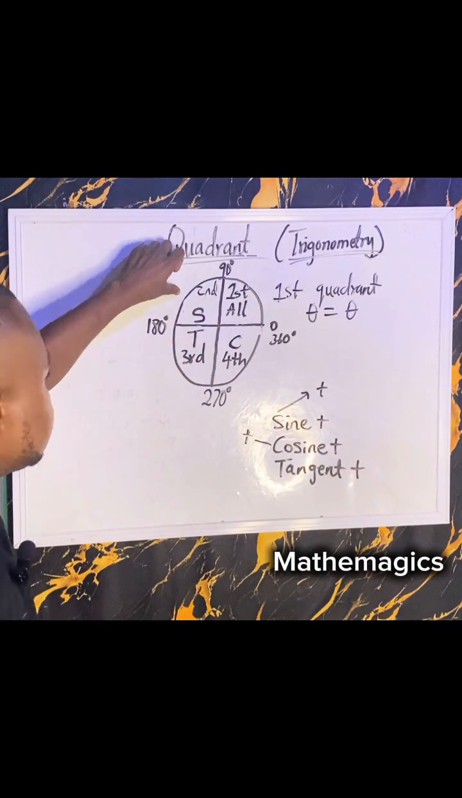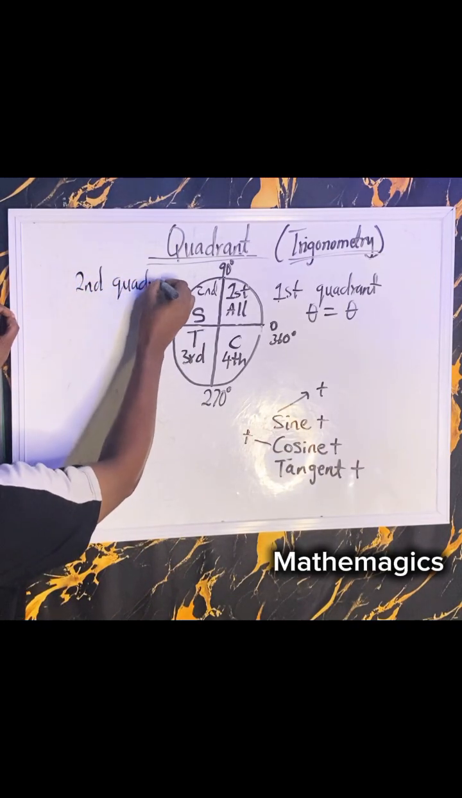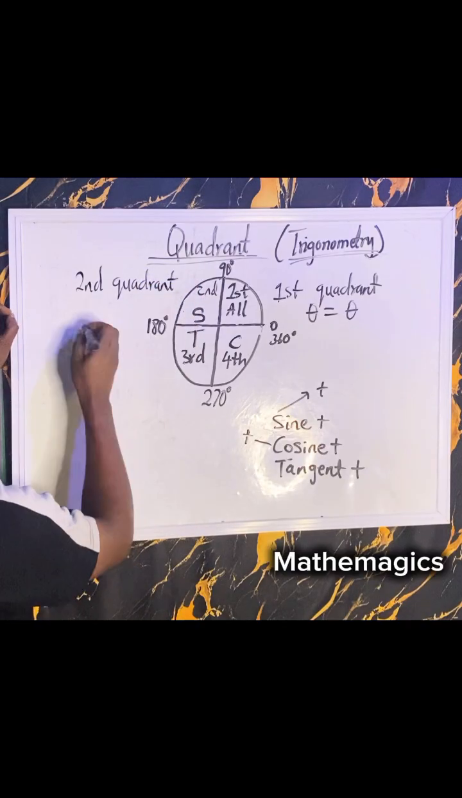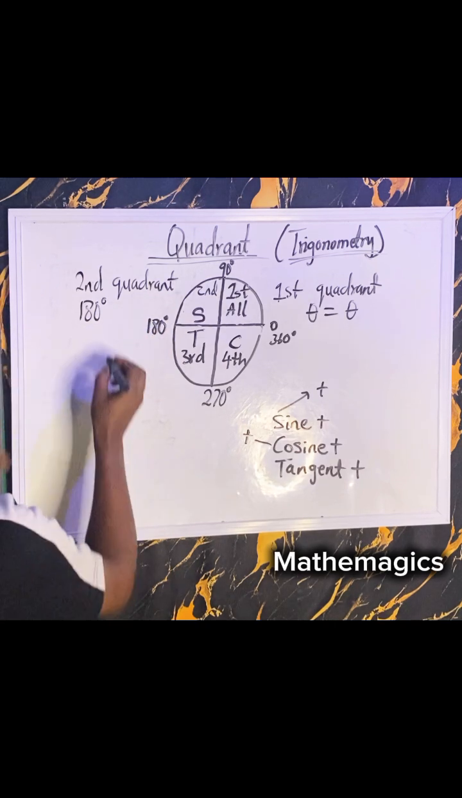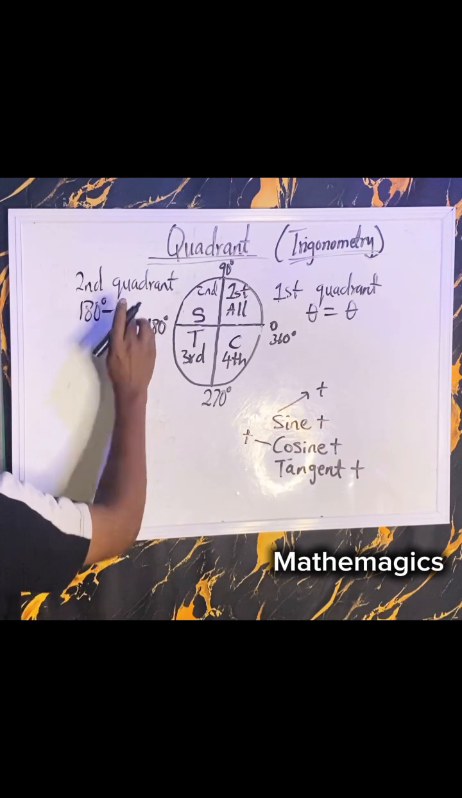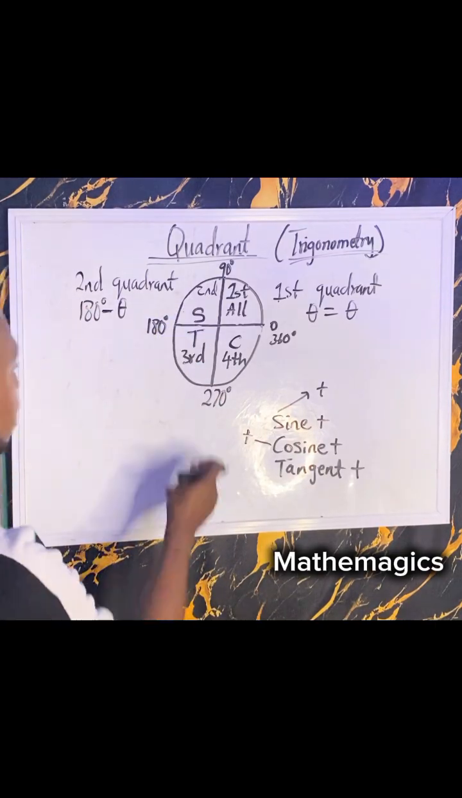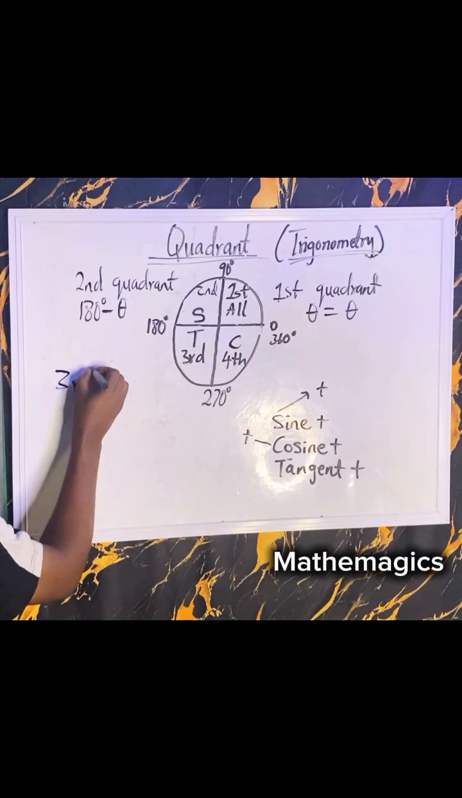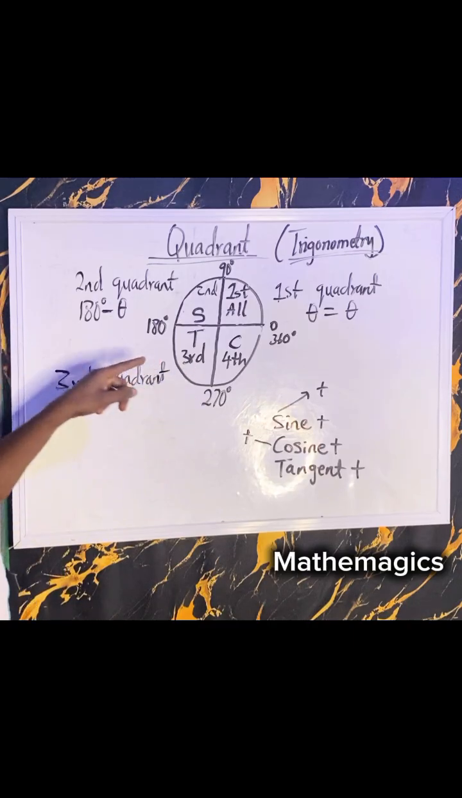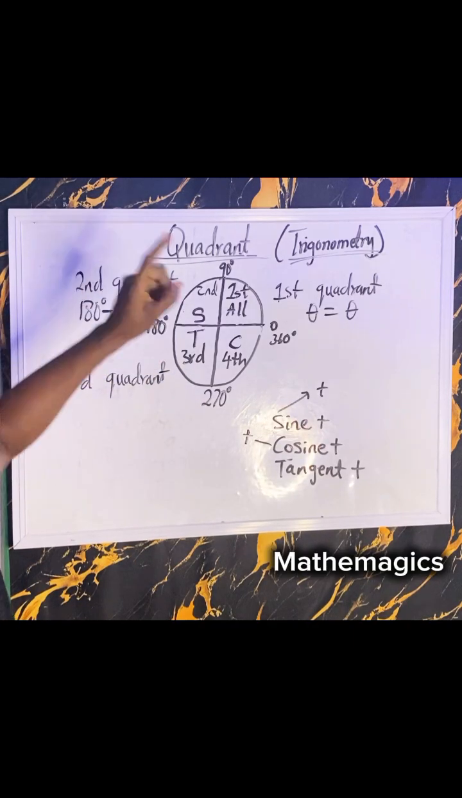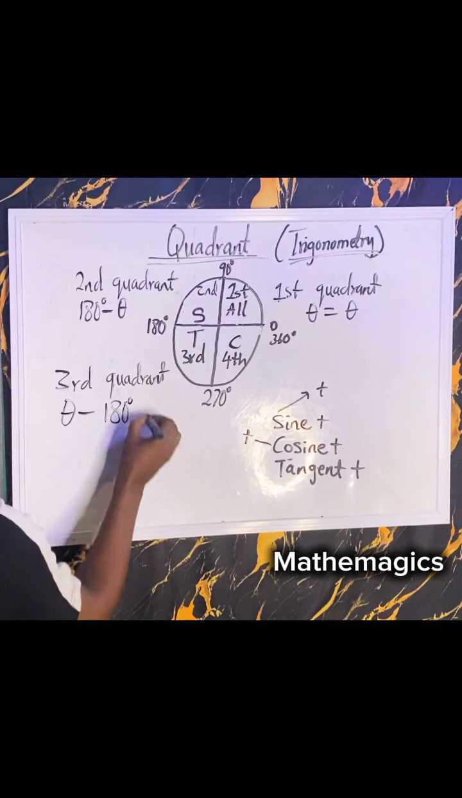Now, the second quadrant, we can say 180 degrees. Remember, from here down to here is 180 degrees. Minus that angle in question, which is the theta, will give you the value you have in the second quadrant. Then what about the third quadrant? Then we have to subtract 180 from the angle. That becomes theta minus 180 degrees.